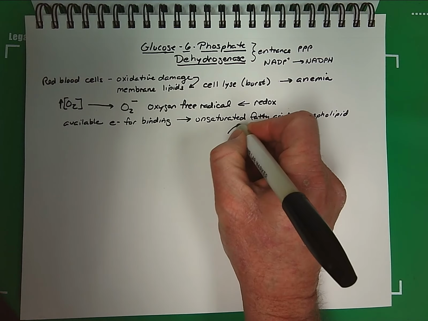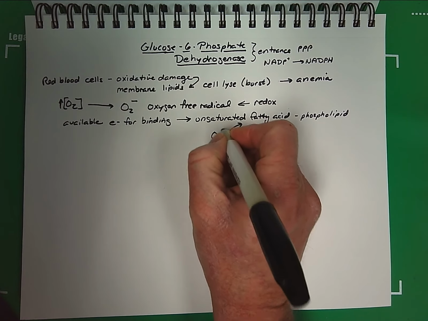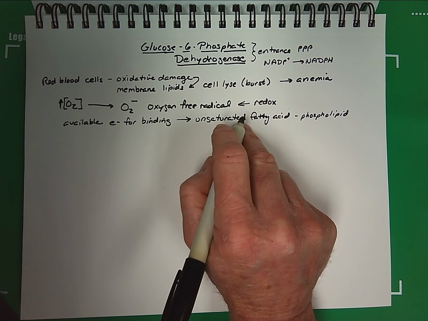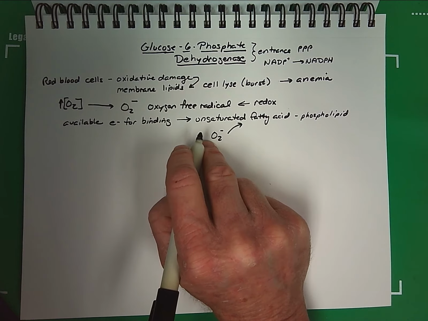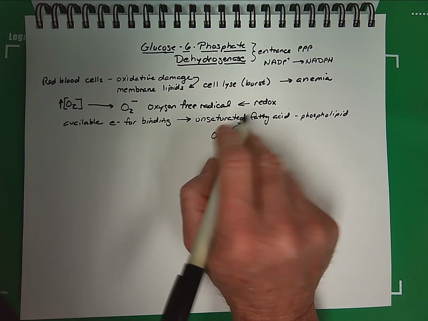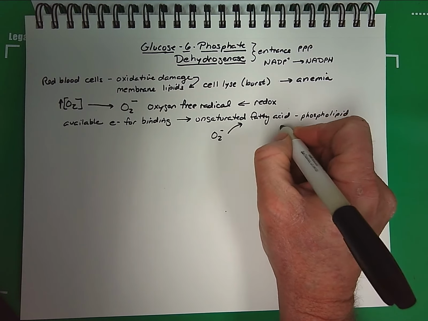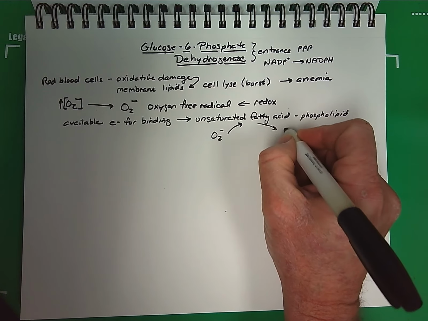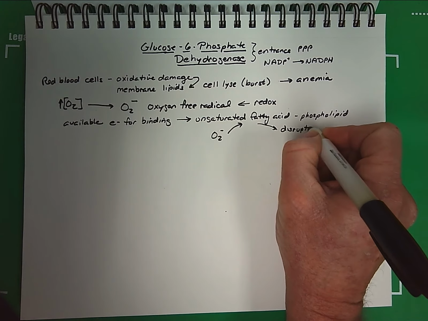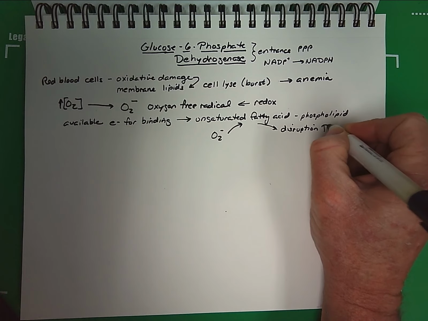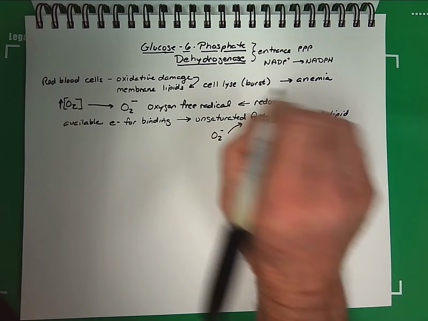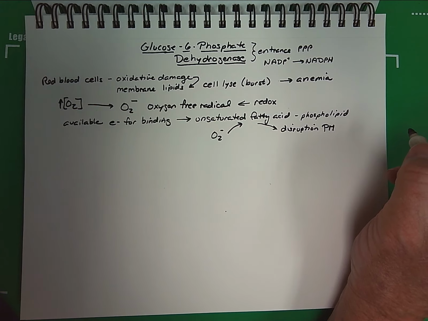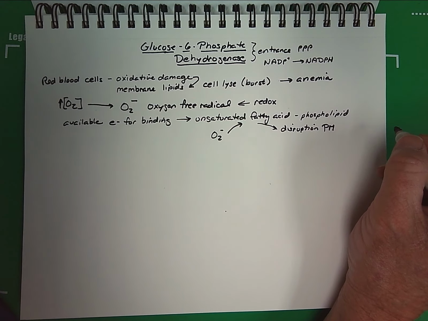If that happens, we begin to add oxygen into this unsaturated fatty acid. Recall, this is a polar molecule. If we introduce a polar molecule into a hydrophobic environment, this will result in disruption of the plasma membrane, leading to cell lysis. So the cell has a mechanism, of course, to be able to control this reaction.